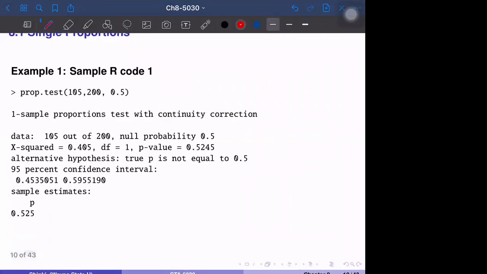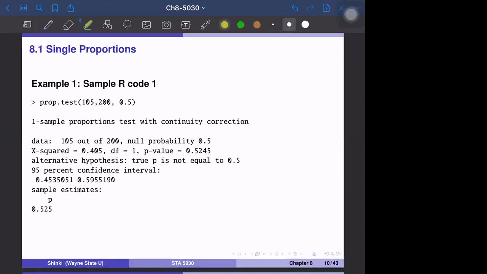Yeah, so this is the R code for that one, the prop.test function. We put the numerator of our sample as the first argument and the denominator as the second argument, and our hypothetical probability is the third argument. Then it can test the hypothesis: 105 out of 200 with null probability 0.5. Then the X-squared value is reported.